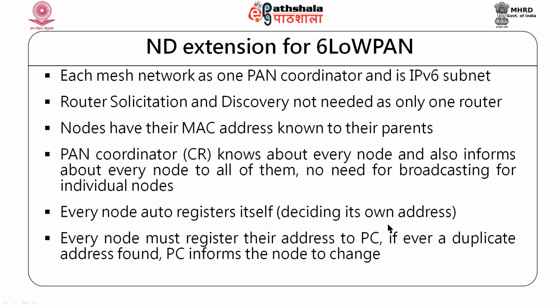Every node auto registers itself, deciding its own address, but they will not do network discovery on their own. They will pass their address back to the central coordinator. The central coordinator will collect everybody's address and find out if there is a duplicate, and if so, will instruct that node that it is a duplicate and do anything further if need be, such as assigning a new address. But the node will not broadcast its own address to the neighbors to learn about duplicate addresses.